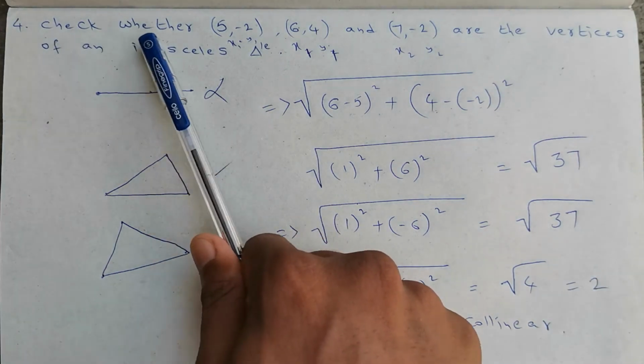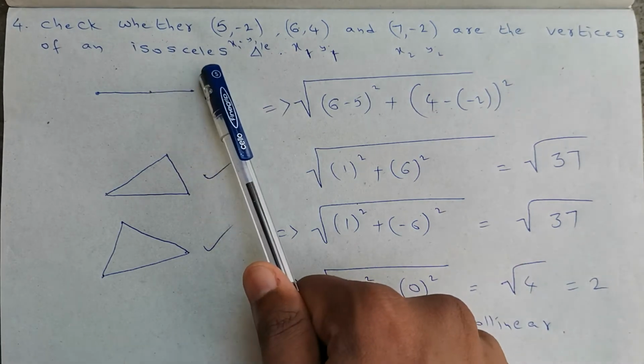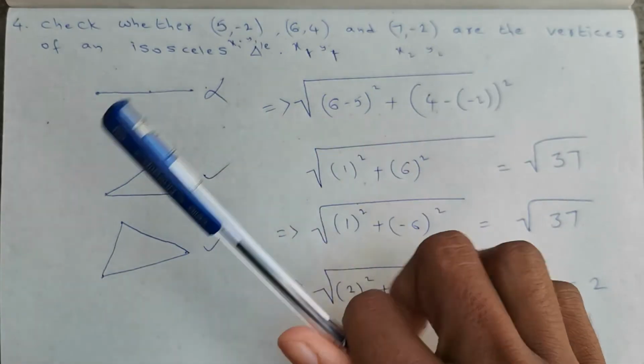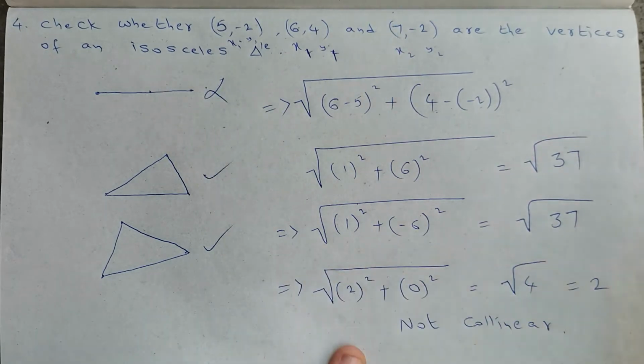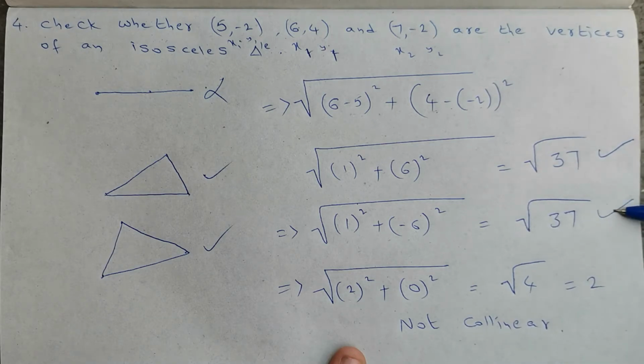So he is saying check whether these are the vertices of an isosceles triangle. First we can confirm yes, these are vertices of a triangle, but he is asking isosceles or not. Here one measurement is root 37, second distance is root 37. Two sides are equal to each other, then obviously it is an isosceles triangle.